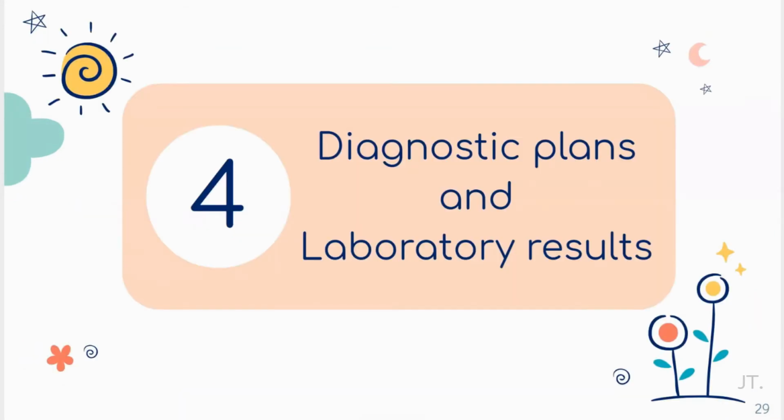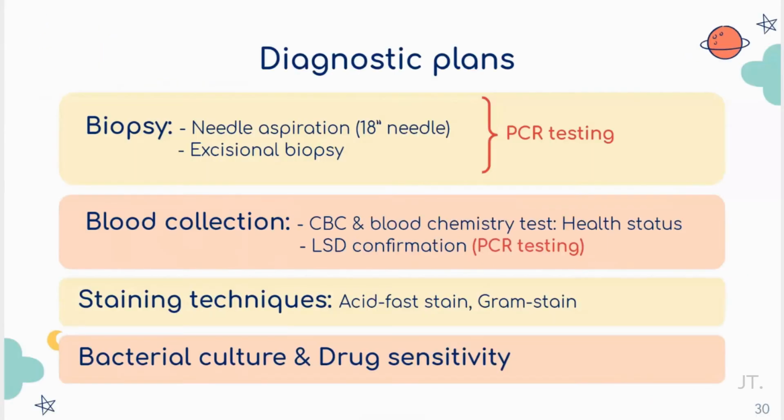Now let's move on to our diagnostic plan and laboratory results. Our plan is to do a biopsy for PCR testing for lumpy skin disease and blood collection to check the complete blood count and blood chemistry for health status and to confirm lumpy skin disease. For bacterial infection, we can do staining techniques like acid-fast stain or Gram stain. Further, we can do bacterial culture and drug sensitivity, but we only did biopsy and blood collection in the field.